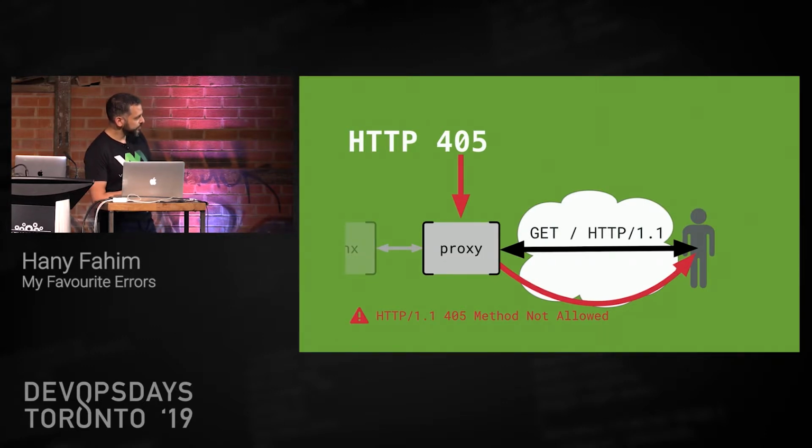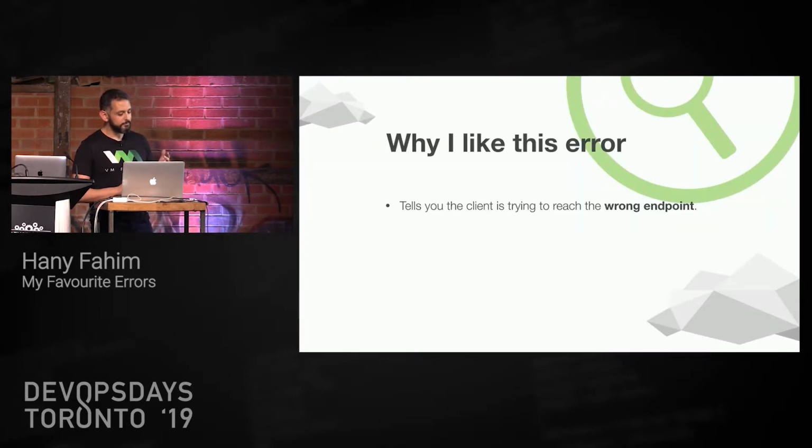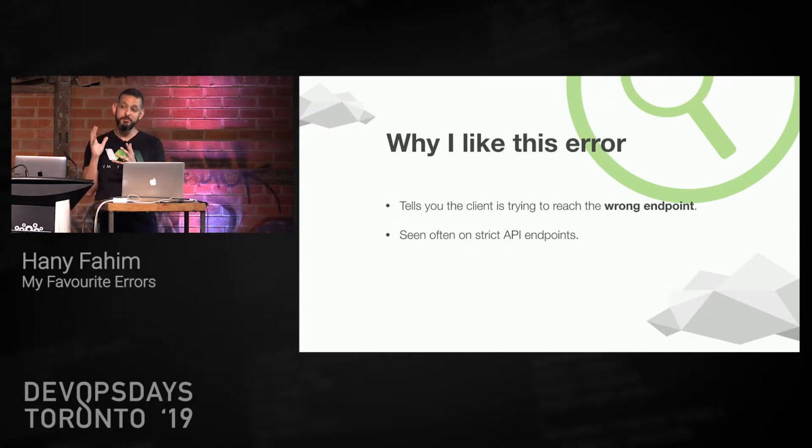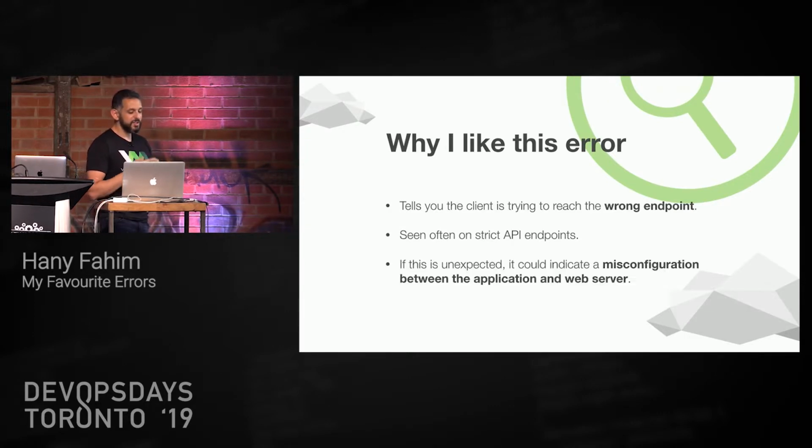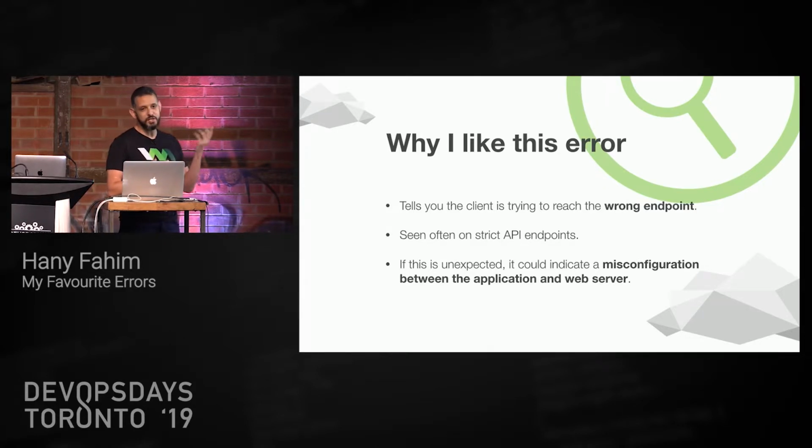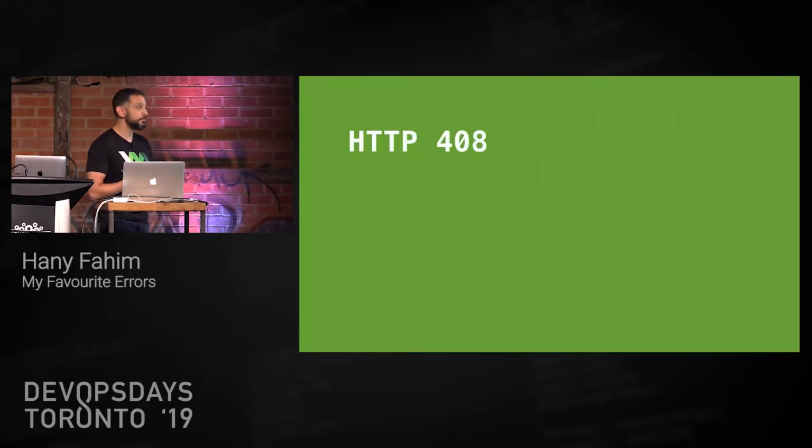You've got your 405s, which is method not allowed. I like it because it's telling you that your client is trying to hit the wrong endpoint. I see this often with API endpoints where you're trying to strictly control what kind of HTTP verbs can communicate. If it is unexpected, however, it usually indicates a misconfiguration between your app and web server. As an example, we tried to set up CORS headers for one client, and we were passing the HTTP OPTIONS verb back to the app server. The app server was not configured to know how to handle that, so it started throwing up 405 errors. In this case, we just set up Nginx to deliver the OPTIONS response directly back to the client and avoid hitting the app server.